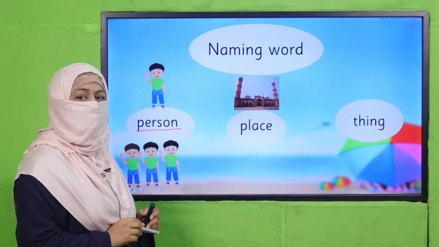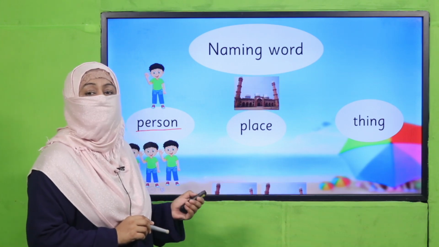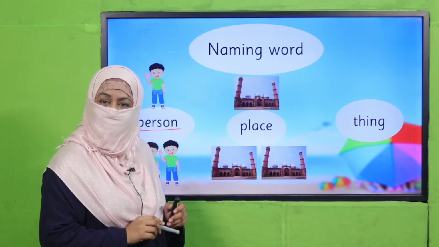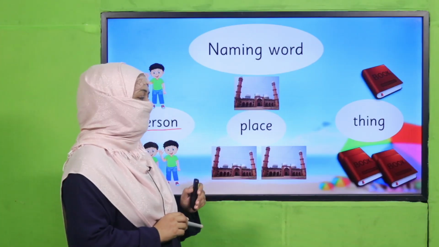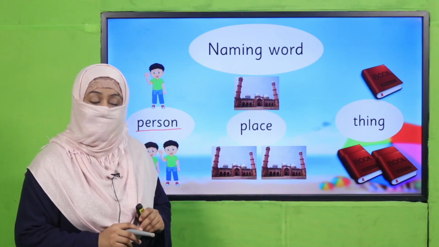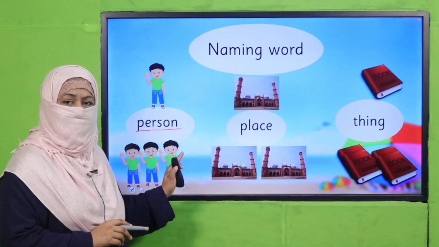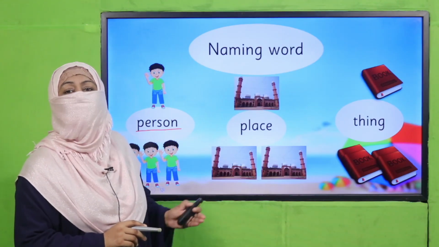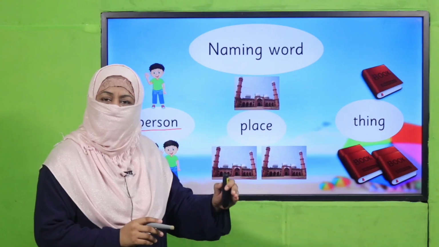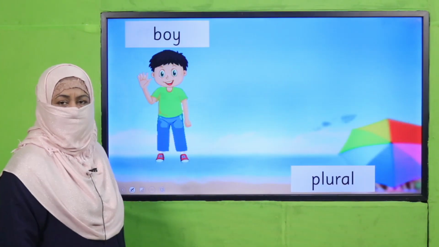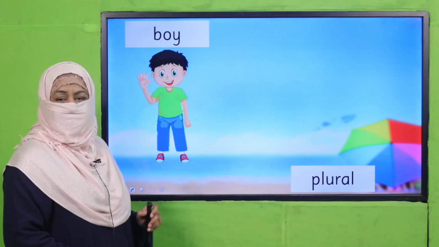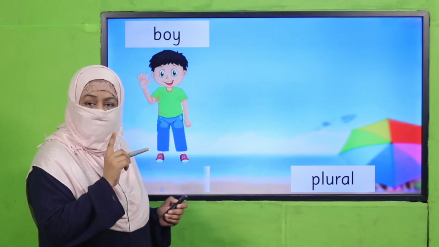If this place is one, it is called singular. And if it is more than one, it is called plural. If it is one thing, it is called singular. And if it is more than one, it is called plural. Now, by looking at the picture, we find out, we name them, and then we find out whether we need a singular naming word or a plural. So how do we change the number? Look at this. This picture is telling you, because it is one, it is singular.